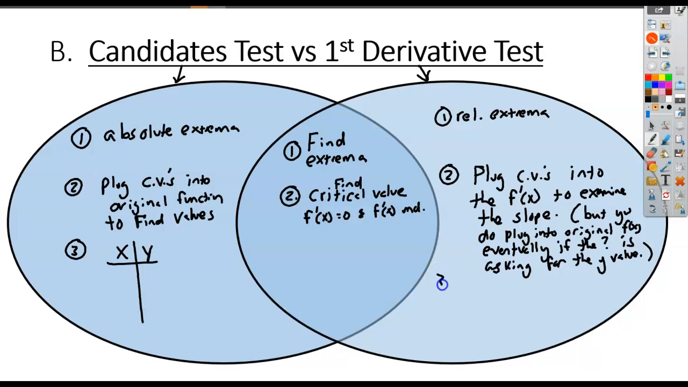Now for the candidates test, we do a little table of values, right? But with the first derivative test, we do a number line test. Different kinds of graphical analysis there. What else do they have in common? For both of these, you want to examine the continuity of the function.